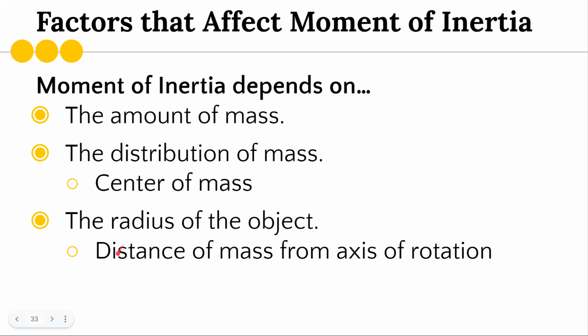Okay, whenever you changed the radius of your object, so long as you kept the distribution the same, you should have seen a change in moment of inertia. Some of those changes were larger than others, some of them were very small, but you should have seen a pattern there. So these are the different factors that affect moment of inertia: the amount of mass, the distribution of that mass, and the radius of the object, which is the distance of the mass from the axis of rotation.